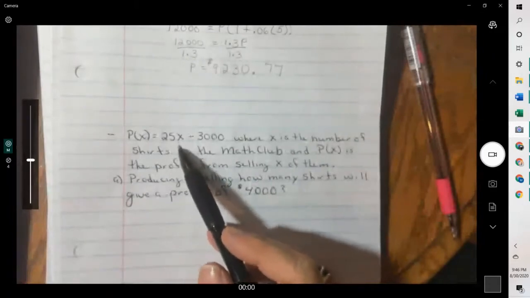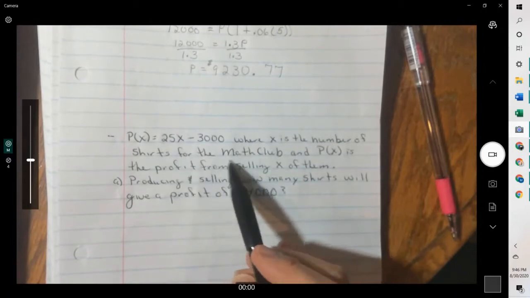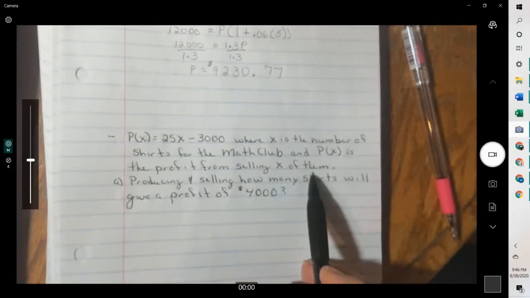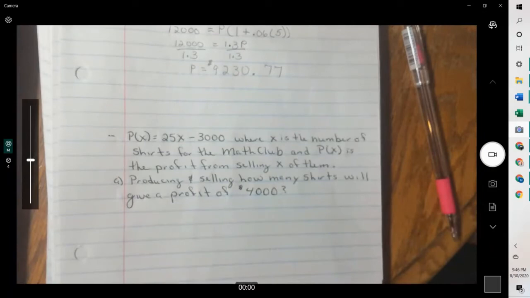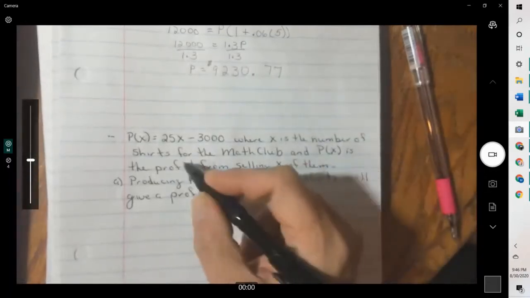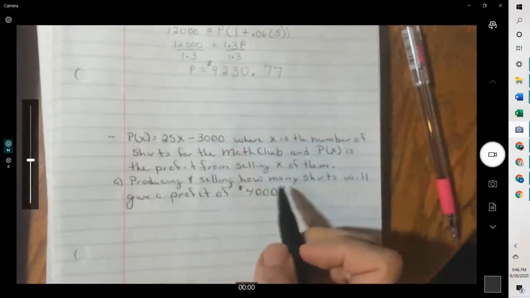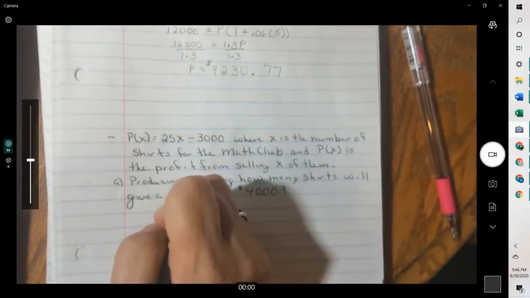P of x equals 25x minus 3,000, where x is the number of shirts for the math club and P of x is the profit from selling x of them. Producing and selling how many shirts will give a profit of $4,000? So when you're doing these, think about your equation and what the variables stand for. Profit is P of x. So that means the 4,000 is going in for P of x, because x would be the number of shirts, which is what we're looking for, how many shirts. So we're plugging this in for the P of x.